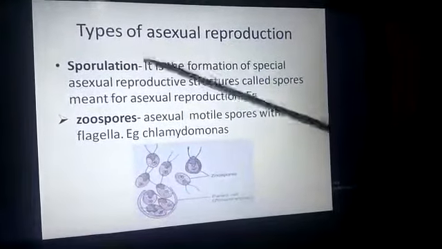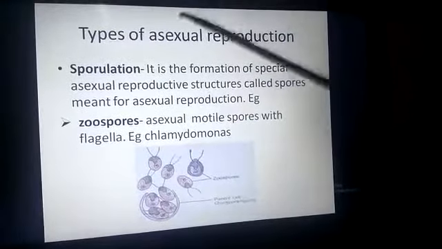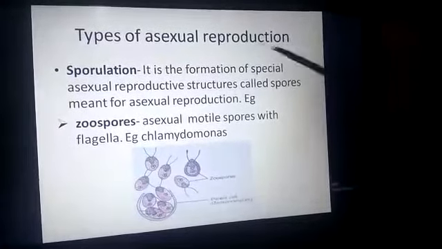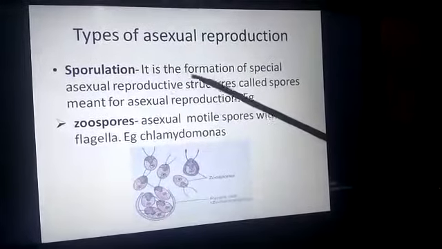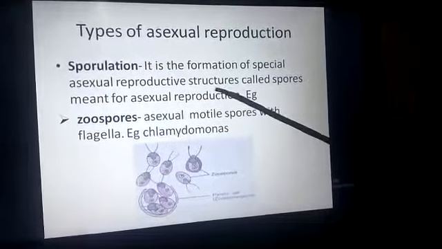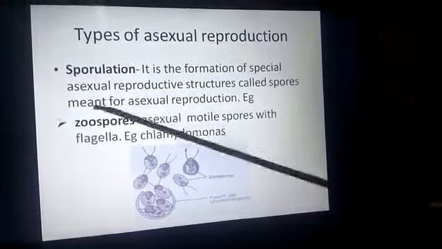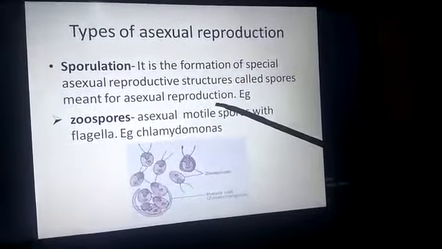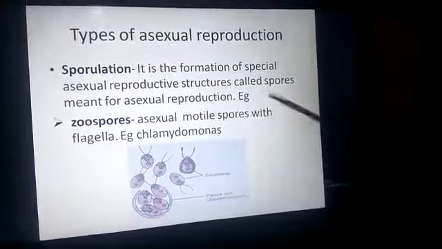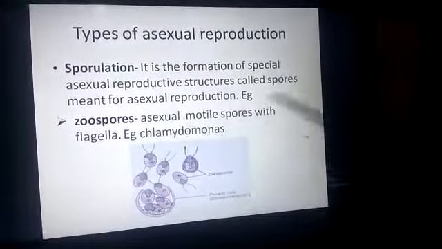The third one is sporulation. What is sporulation? In simple terms, it is the formation of special asexual reproductive structures, called spores, meant for asexual reproduction. So let us see some of the common examples of spores.